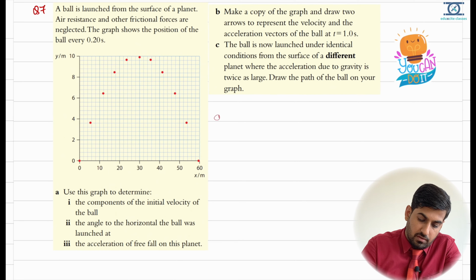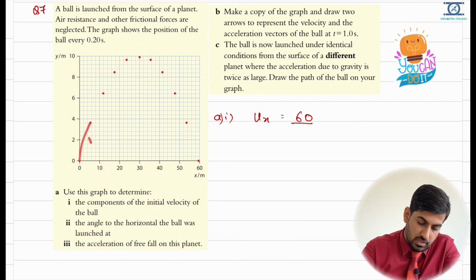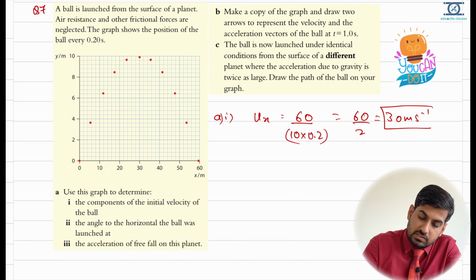So in the A part, what I have to find out is ux and uy. For ux, the total distance is 60, and for the total time, count the number of dots: 1, 2, 3, 4, 5, 1, 2, 3, 4, 5. So total 10, and each dot is 0.2, so 10 times 0.2 is 2 seconds. So 60 by 2 is 30. The answer for the A part is 30 meter per second.